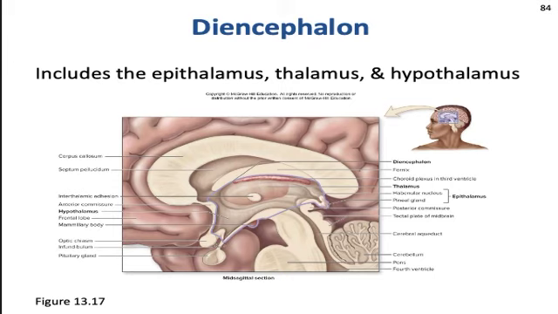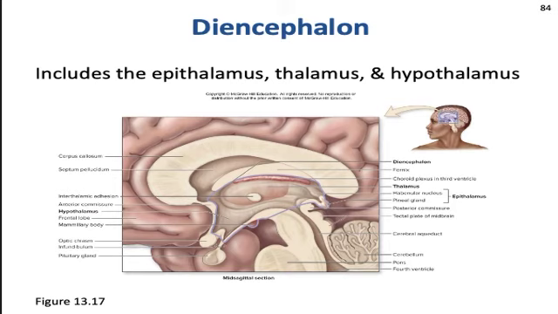Okay, the diencephalon is an area above the midbrain that includes the epithalamus, thalamus, and hypothalamus. The names give you an idea of the location, right? The hypothalamus is below the thalamus, and the epithalamus is above the hypothalamus, right? Using the prefixes as their location.